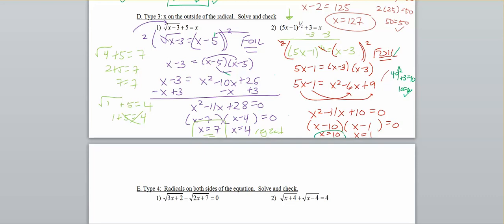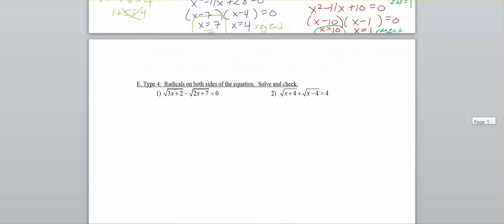All right, let's try 1. 5 minus 1 is 4. 4 to the 1/2 power is really 2. Does 2 plus 3 really equal 1? That is not going to work, so I'm going to reject the 1, and the only solution to that equation would be x is 10.